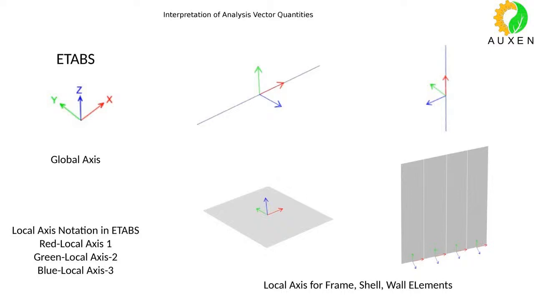Then on your right side, you will see the axis system for members. The first image, top left, is for a beam. Now you can try to correlate that the red arrow will be your local axis 1. Why 1? Because if you see over here, local axis 1 is represented by the red color, local axis 2 is represented by the green color, and local axis 3 is represented by the blue color, RGB. That is how you can try to remember it.